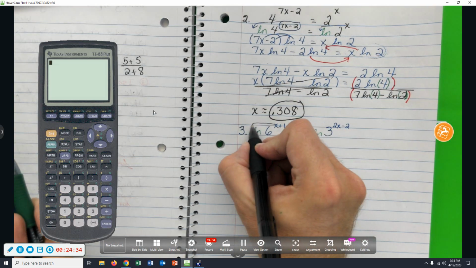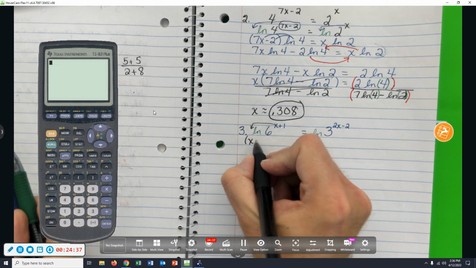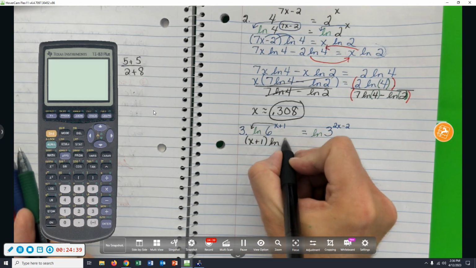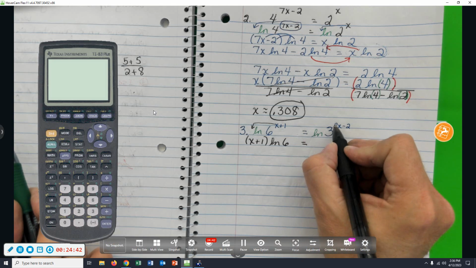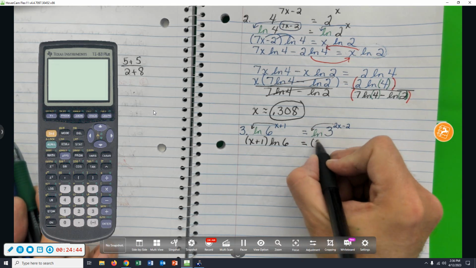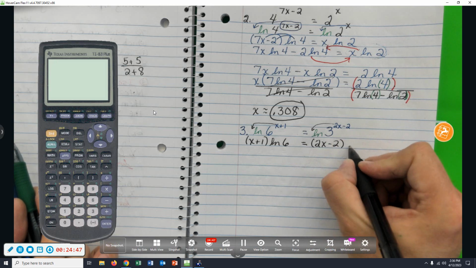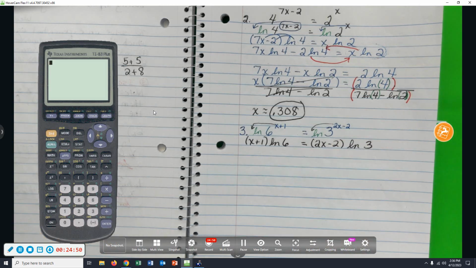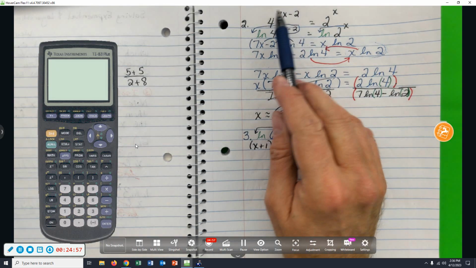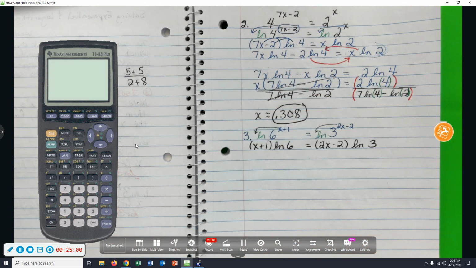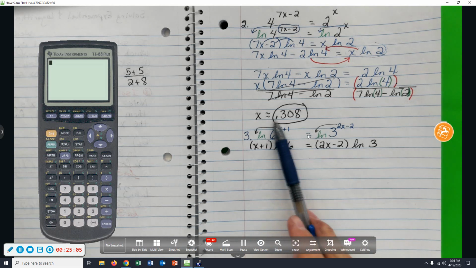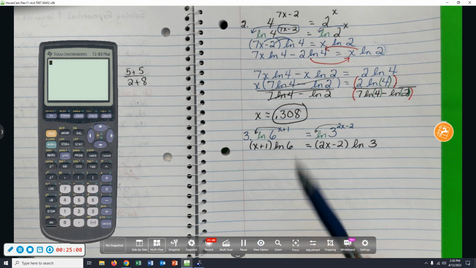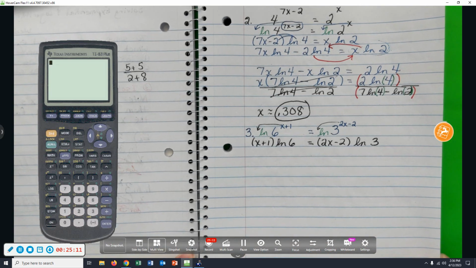So we have x plus 1 ln 6 equals 2x minus 2 ln 3. Oh, I should have mentioned, if you had done this with a common base, you would have wound up with a pure fraction, and you would have had to convert it to a decimal, because they did want decimal numbers. It's one of those rare times where they want decimals.